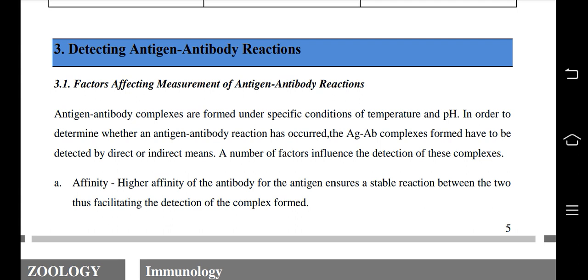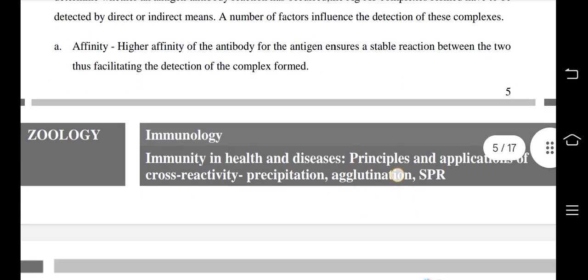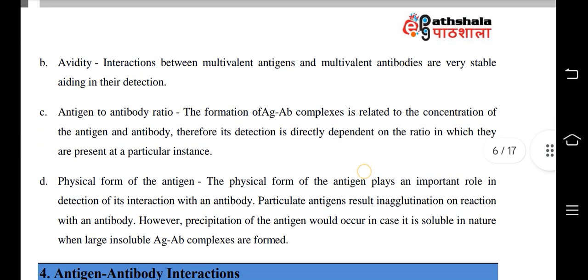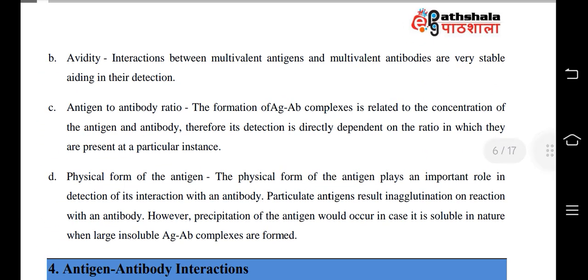Affinity. Higher affinity of the antibody for the antigen ensures a stable reaction between the two, thus facilitating the detection of the complex formed. Then avidity. Interactions between multivalent antigens and multivalent antibodies are very stable, aiding in the detection.